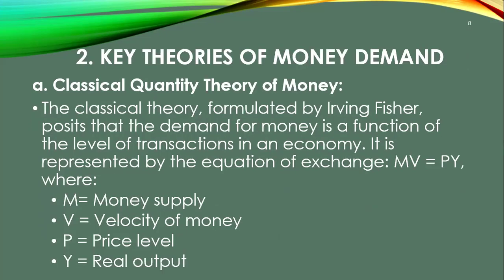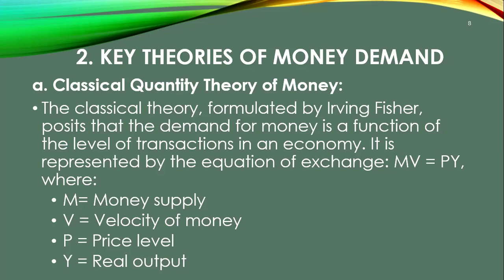Then let's look at the key theories of money demand. Key theories of money demand. So, the classical quantitative theory of money, this one is by Irving Fisher. Irving Fisher has a theory which tries to look at the relationship between the money supply, velocity, and price of commodities, and the income or real output.